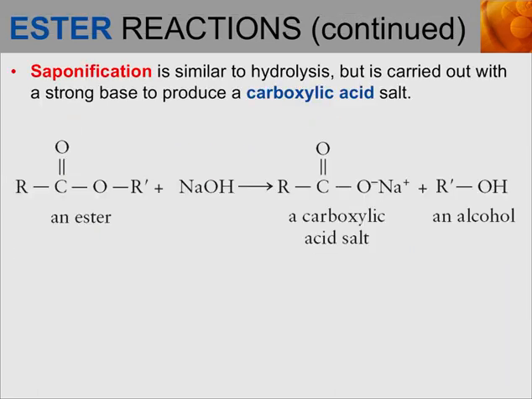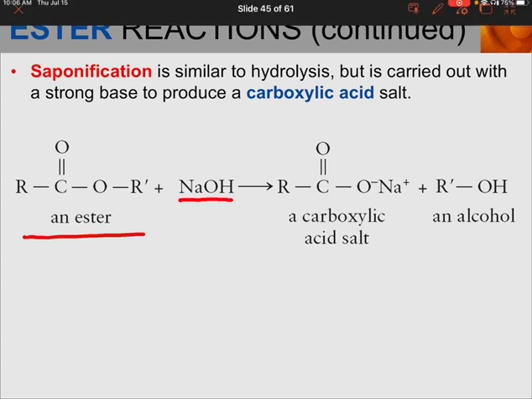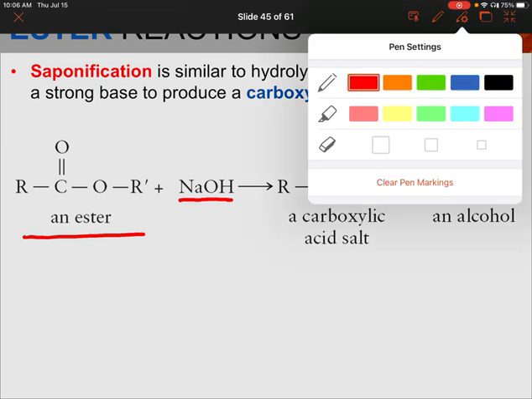There is one other reaction that esters can perform. It's called saponification. This is actually how we would make soap. Saponification is similar to hydrolysis, but it's carried out with a really strong base to produce a carboxylic acid salt. So in this reaction, we start with an ester, and then we react it with a strong base like sodium hydroxide.